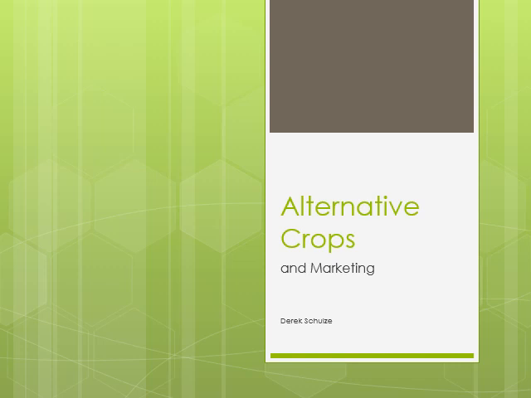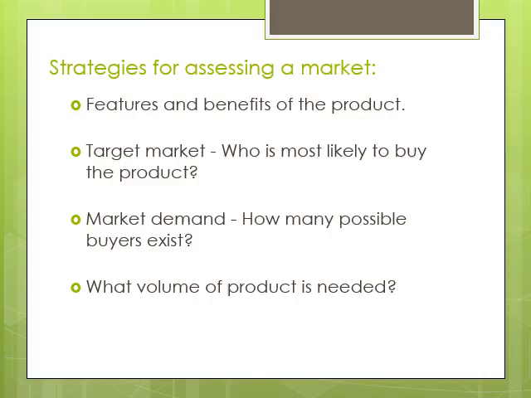Okay, so then we moved on to discussing alternative crops and some marketing stuff. So we started off by looking at how you assess the market. Say you want to bring something new to market. You have to look at what we call features and benefits. So what makes your item stand out? Is it a unique variety or a cultivar of a vegetable or a flower? Does it provide a benefit like aromatherapy or something? Or is it a unique color that no one else has?